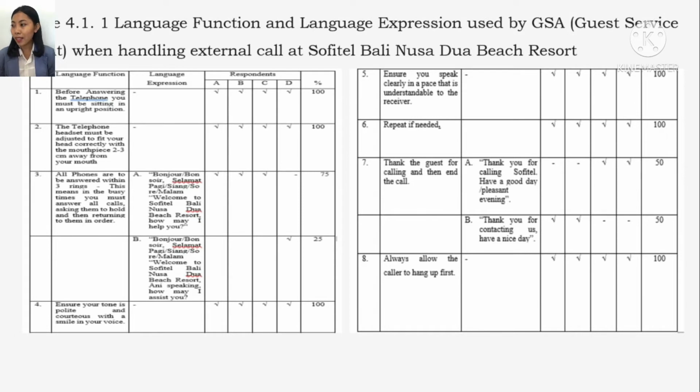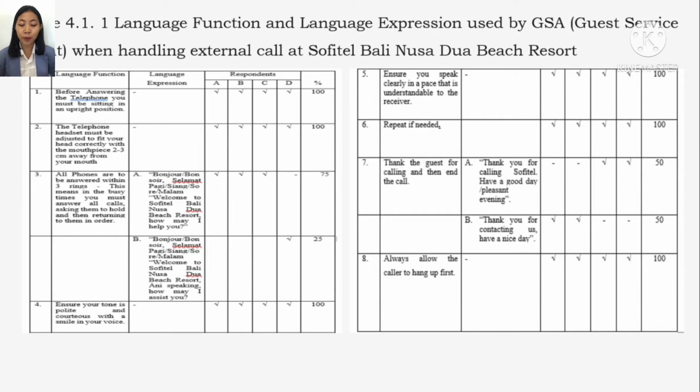And then the language function number 3 is all phones are to be answered within 3 rings. So this means at busy times we have to answer all calls, asking them to hold and then returning to them in order. In addition to disturbing the work atmosphere, a telephone that rings more than 3 times will make guests wait too long for our services, and this of course leads to an assessment of the hotel as having less active and bad staff of telephone operators.